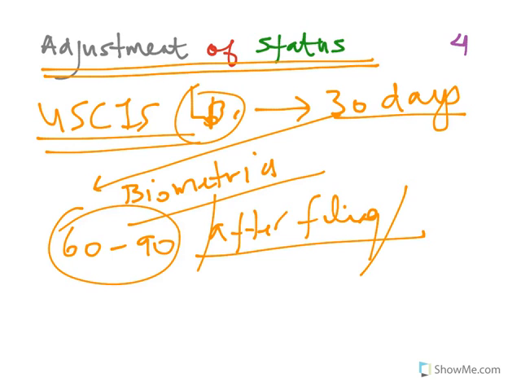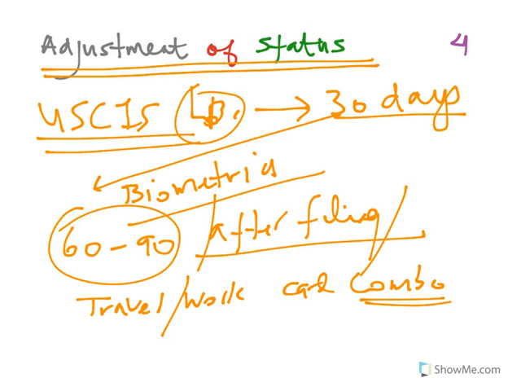So once an application for adjustment of status is filed and the person is here as a tourist or a student, they're not supposed to leave the United States. They're not supposed to travel until they get a travel and work card combo. So it's very important to understand that until the advance parole, the travel permit, is issued, they are not allowed to leave the United States. A departure can result in denial of the application. So that typically takes about 60 to 90 days to receive the permission to travel.